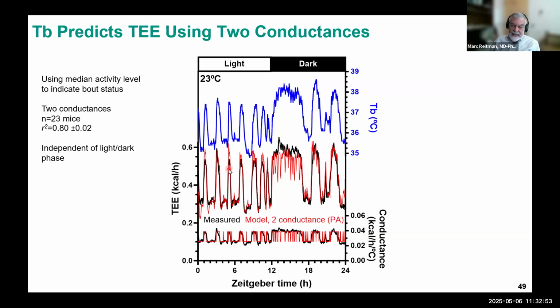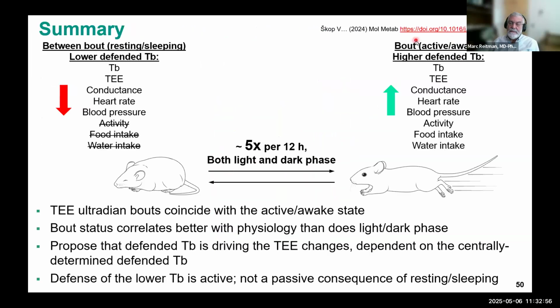So to summarize, what this says is what happens is mice have these bouts of active awake state, which drive a higher defended body temperature, increasing energy expenditure. They have a higher conductance within the bouts, a higher heart rate, higher blood pressure, virtually all activity, food and water intake. Compared to these resting or sleeping bouts, where you have a lower temperature, a lower energy expenditure, a lower conductance, lower heart rate, lower blood pressure. And there's on the order of 5 bouts per each 12-hour light and dark phase. So to summarize, bout status correlates better with physiology than does light-dark phase.